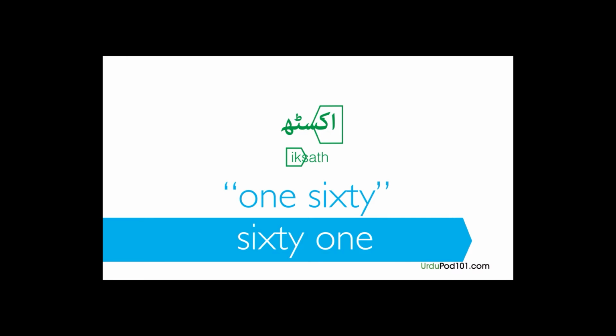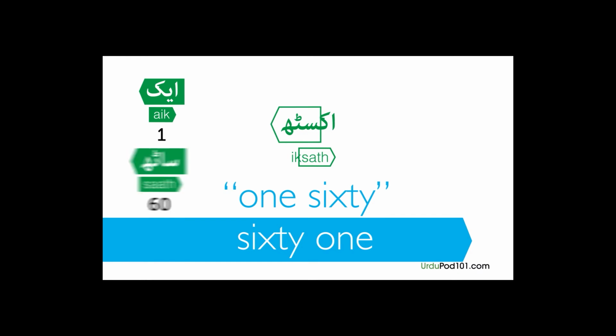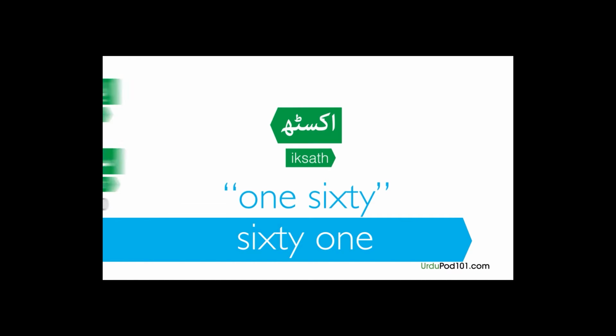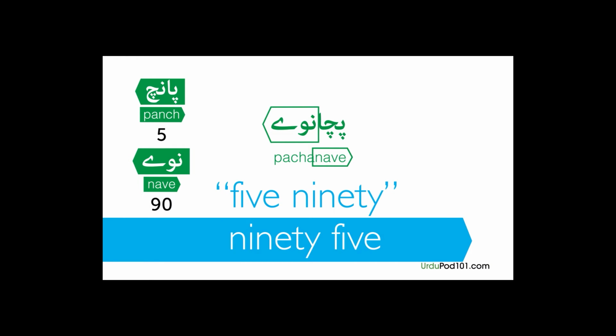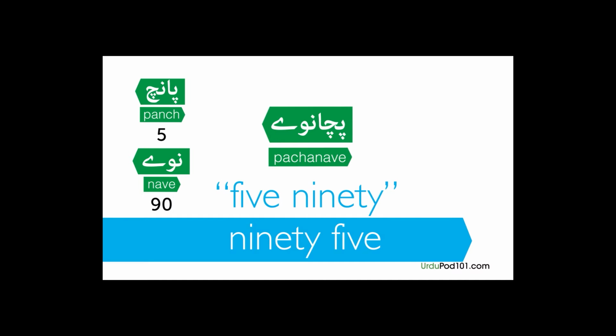Ik is a variation of ek for 1, while sath is a variation of sath for 60. Ik, sath. Let's look at one more number, 95. In Urdu, it is pachanve, which is literally read as 5 90. Pach is a variation of 5, and nave is a variation of 90. 95. Now it's time for Afra's advice.